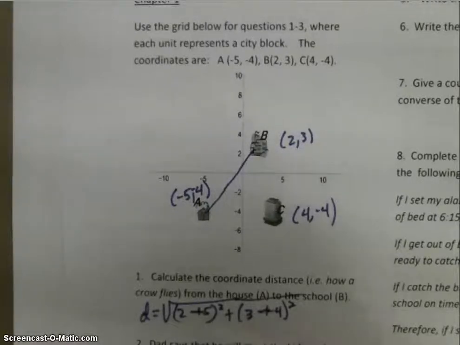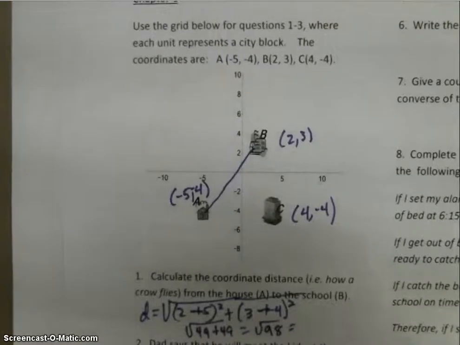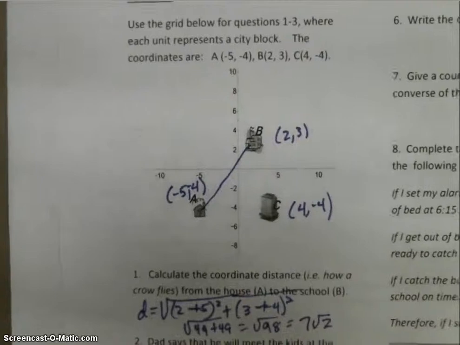Simplifying, we get two negatives equals a positive on that side. 2 plus 5 is 7. 7 squared is 49. Over here we get 3 plus 4 is 7. 7 squared is 49. So I get the square root of 98. If we're going to put that in simplest radical form, that is 7 square roots of 2.